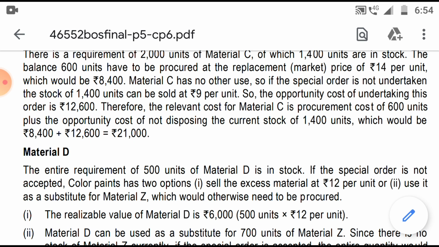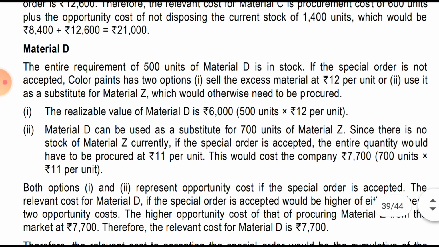Therefore the relevant cost of the material C is the procurement cost of 600 units plus the opportunity cost of not disposing the current stock of 1400. So in short, what we will do is 1400 multiplied by 9 and 600 multiplied by 14, that will amount to 21,000. And we'll move on to material D.